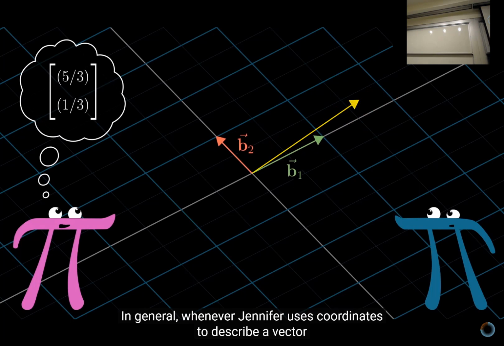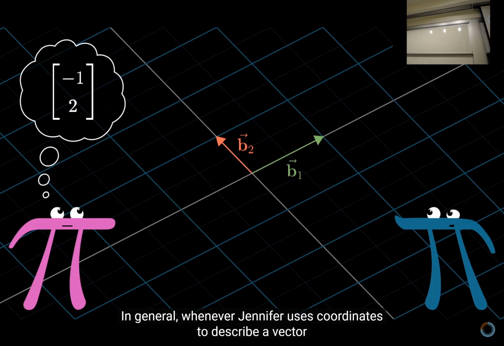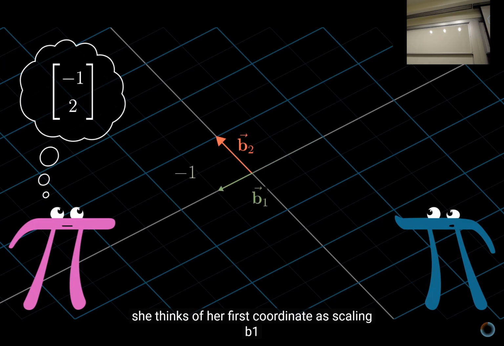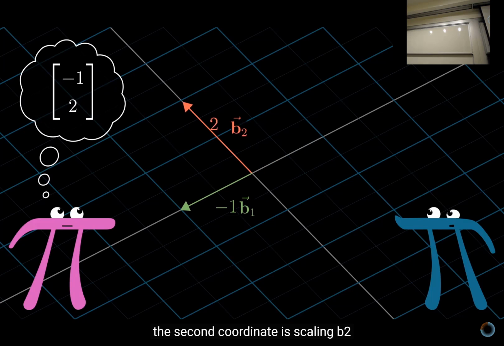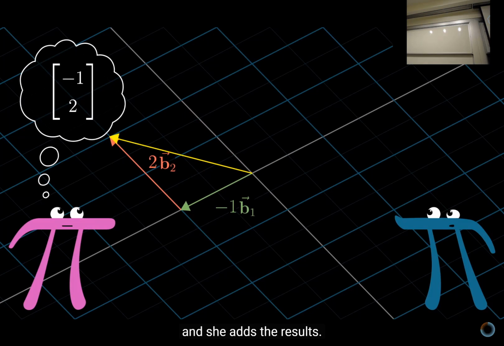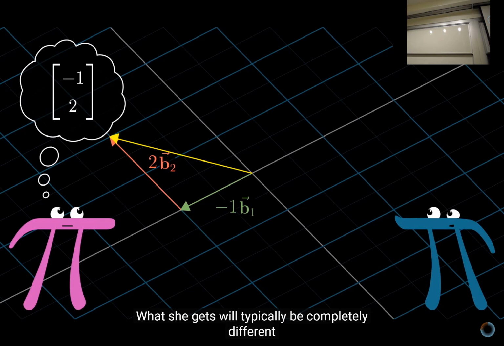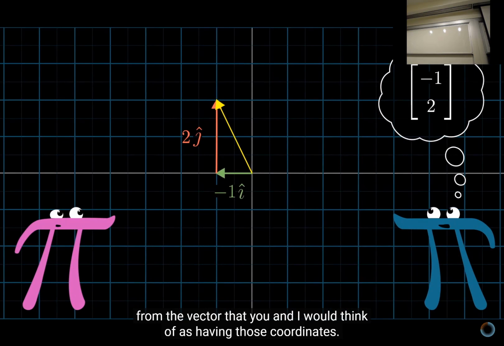In general, whenever Jennifer uses coordinates to describe a vector, she thinks of her first coordinate as scaling b1, the second coordinate as scaling b2, and she adds the results. What she gets will typically be completely different from the vector that you and I would think of as having those coordinates.